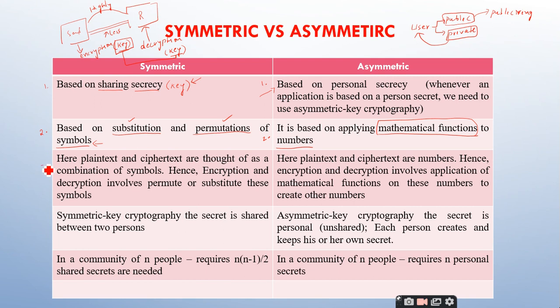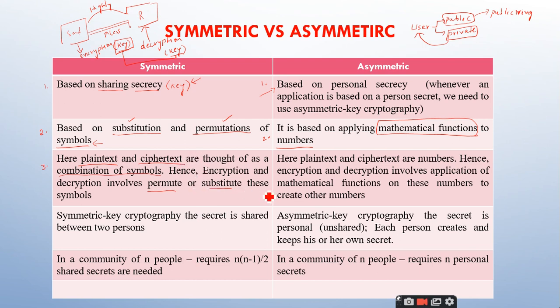Right. So coming to the third point, in symmetric key cryptography, the plain text and ciphertext which we are going to use or generate are thought of as a combination of characters or a combination of symbols. Hence, they involve the permutation or substitution of these symbols. The same point we are expressing in a different way.